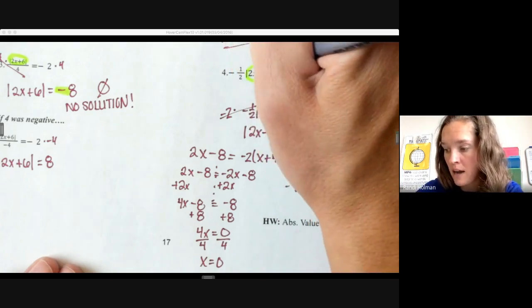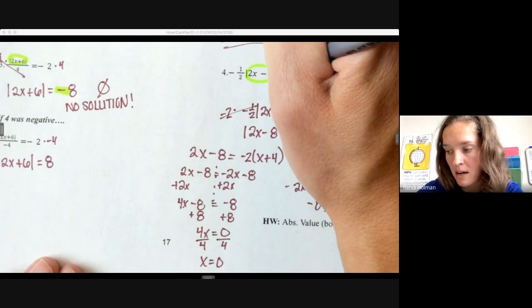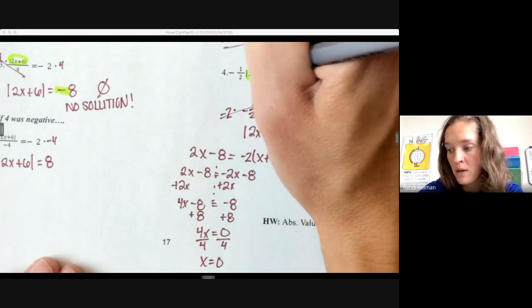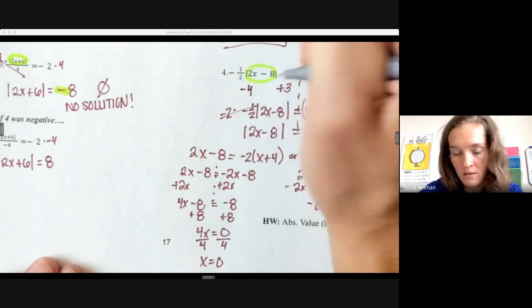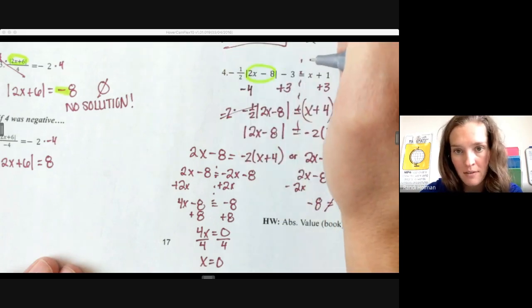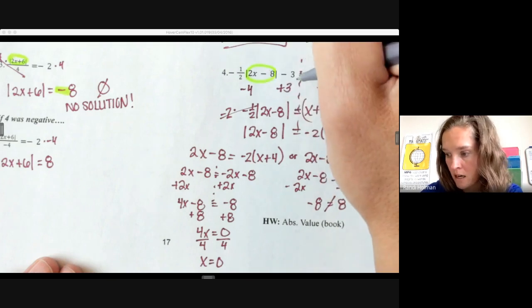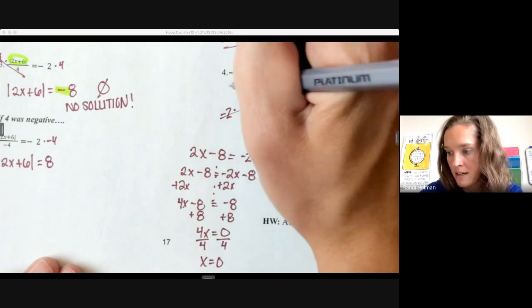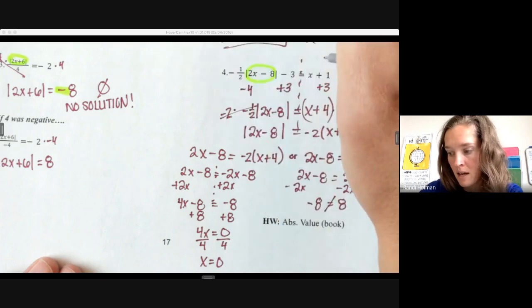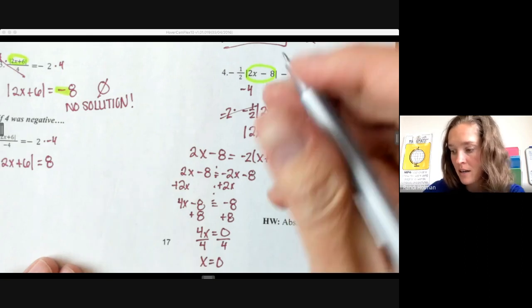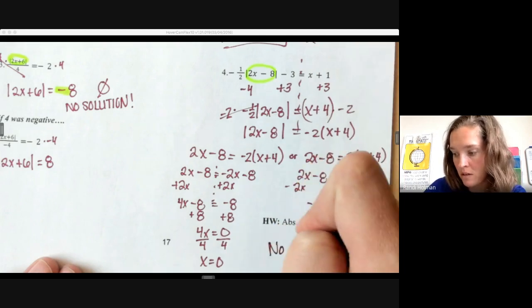Okay, I have negative 1/2, and 0 minus 8 is negative 8. Absolute value of that is 8. So negative half of 8 is -4. -4 minus 3 is -7. And 0 plus 1. Okay. This did not work. So if it does not work, here we just have no solution.